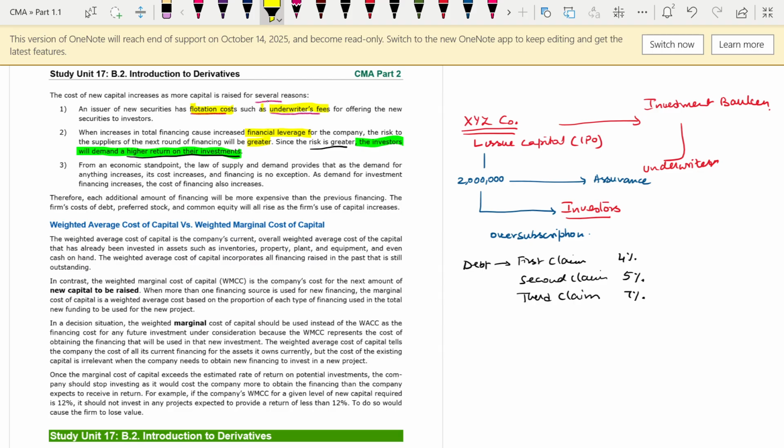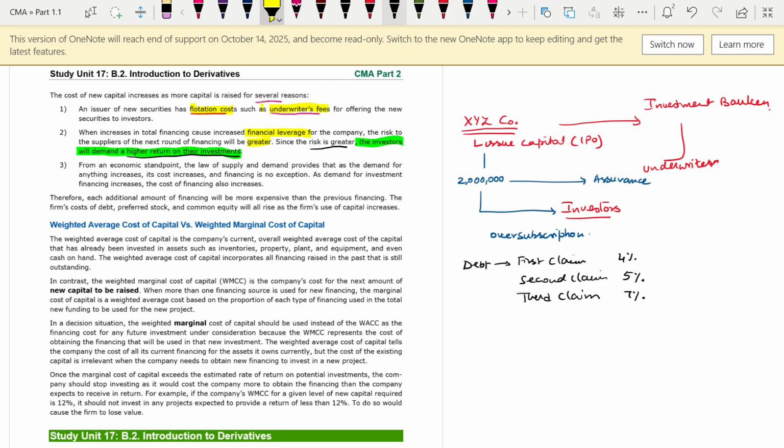You are taking high risk. The loans which have been provided, or the financing which is provided, will have a higher cost of capital. If the risk is high, you are investing in risky projects, then what will happen? The investors will demand higher returns. You take lesser risk, okay? That is the reason.